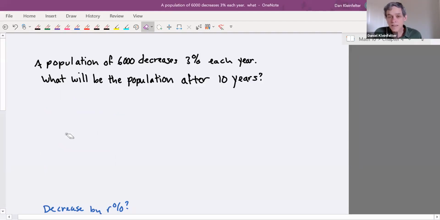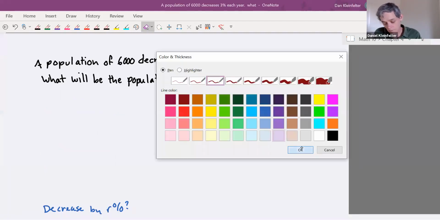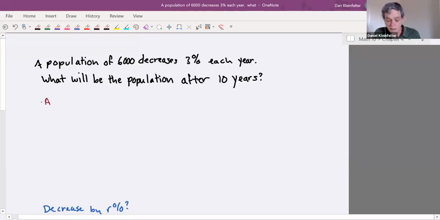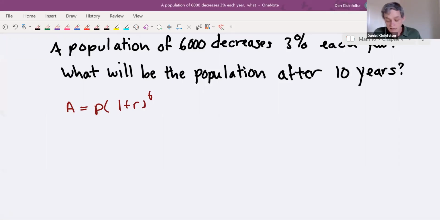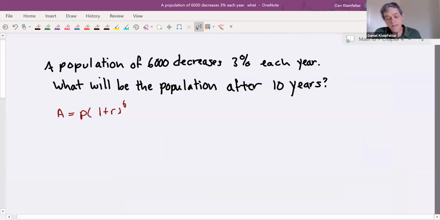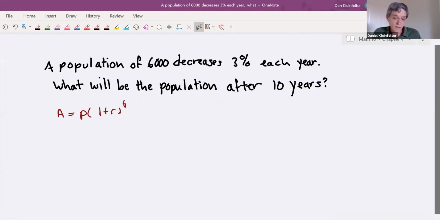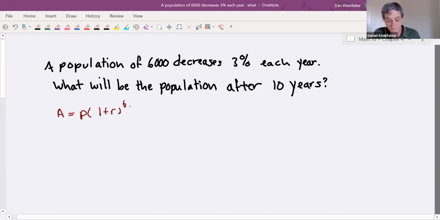So we could go through a similar sort of derivation for this, and it's going to be really close to what we would have had for growth. If it was going to increase by R percent per time unit, let's go with T for T years, then it would be 1 plus R. So we had 1.10 for a 10% increase. Since in this example we have a population of 6,000 decreasing by 3% each year, it's going to be a decrease. So it'll be a subtraction of 3% every year. So the formulation looks like this.